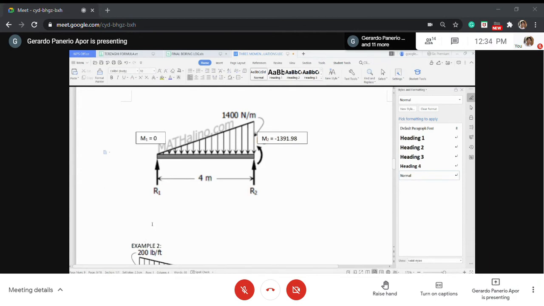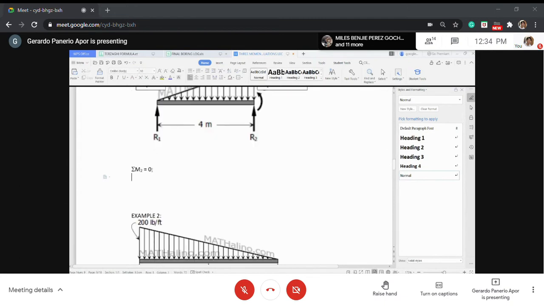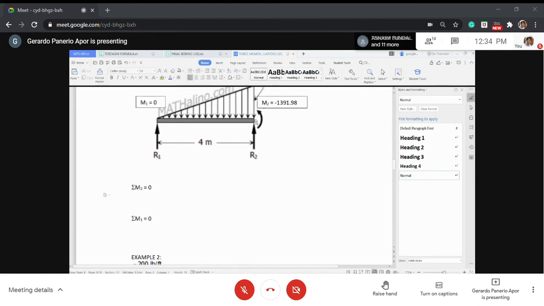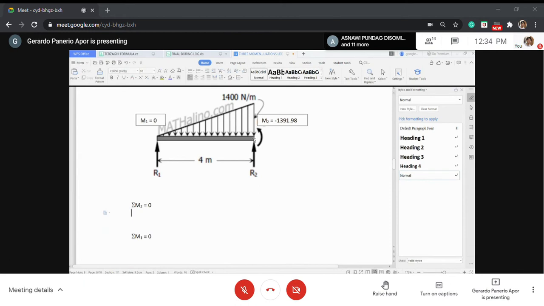Like for example, I will sum up moment at 2 equal to 0. Okay, and next, I am going to sum up moment at 1. So, next, I will do summation of moment at 1, or whichever is first. Based on this, for example, this is my pivot point at point 2.